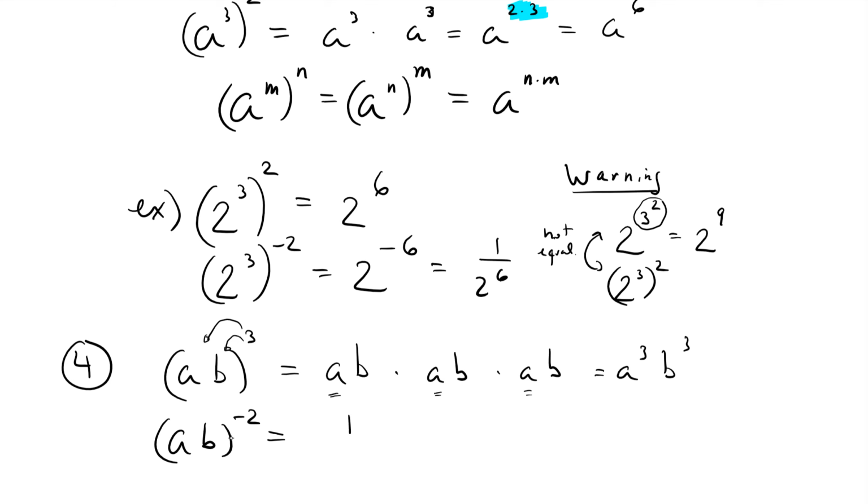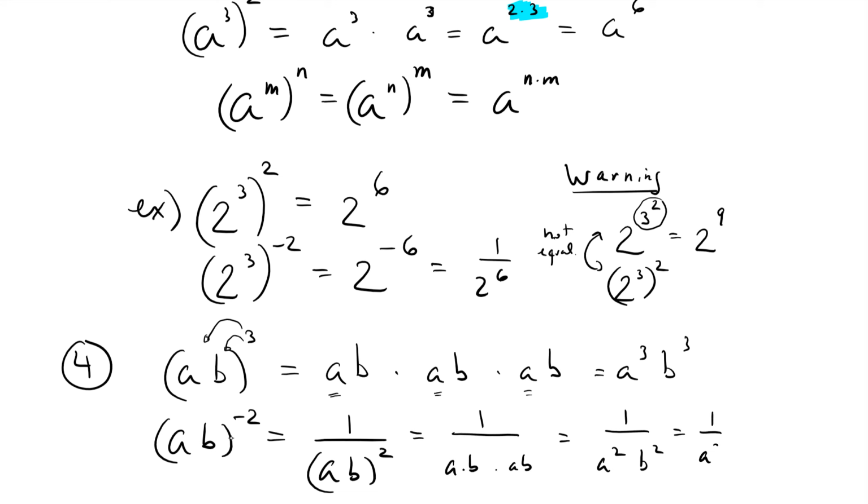Same goes if I have a negative power. Why is that? Well, first of all, I can switch that to something with a positive power by sending AB squared down. And then finally I can just say this is AB times AB. So this is A squared, B squared.